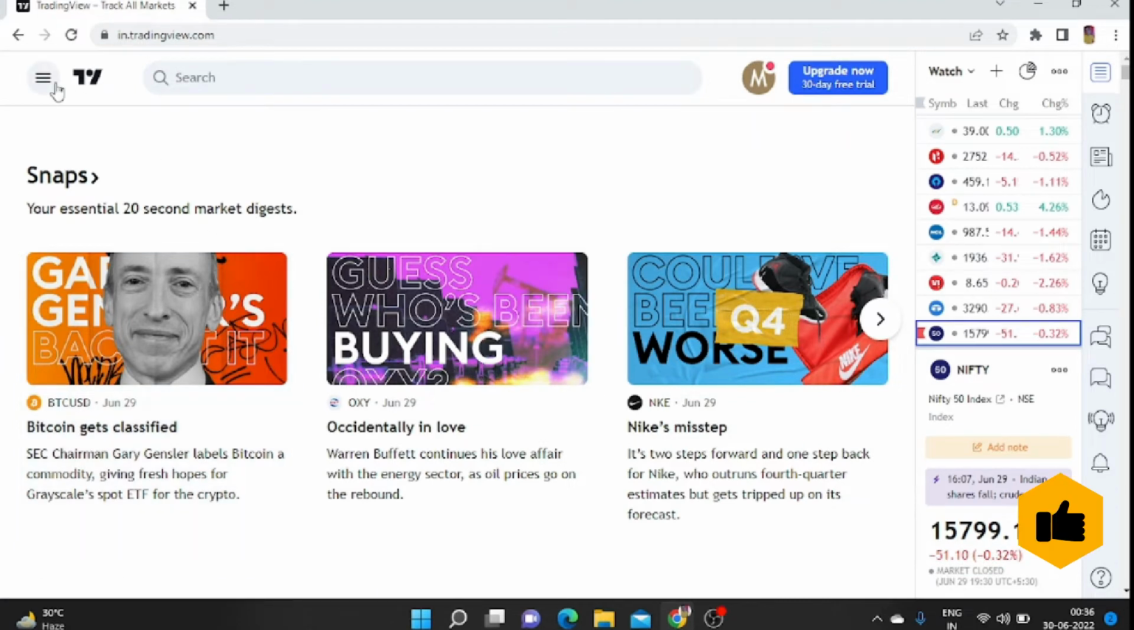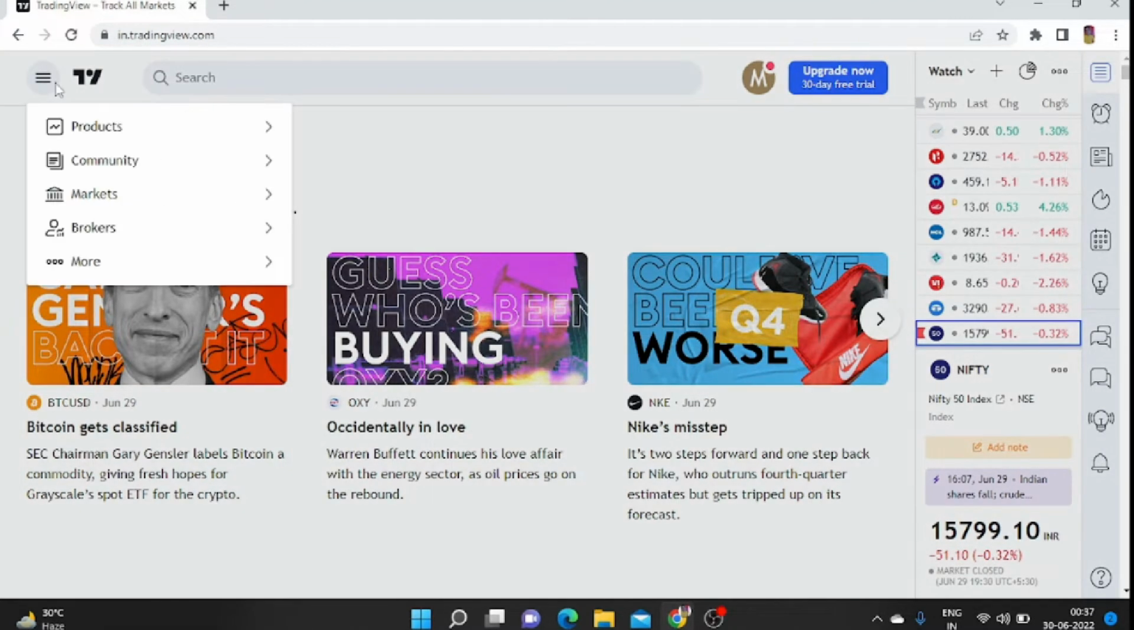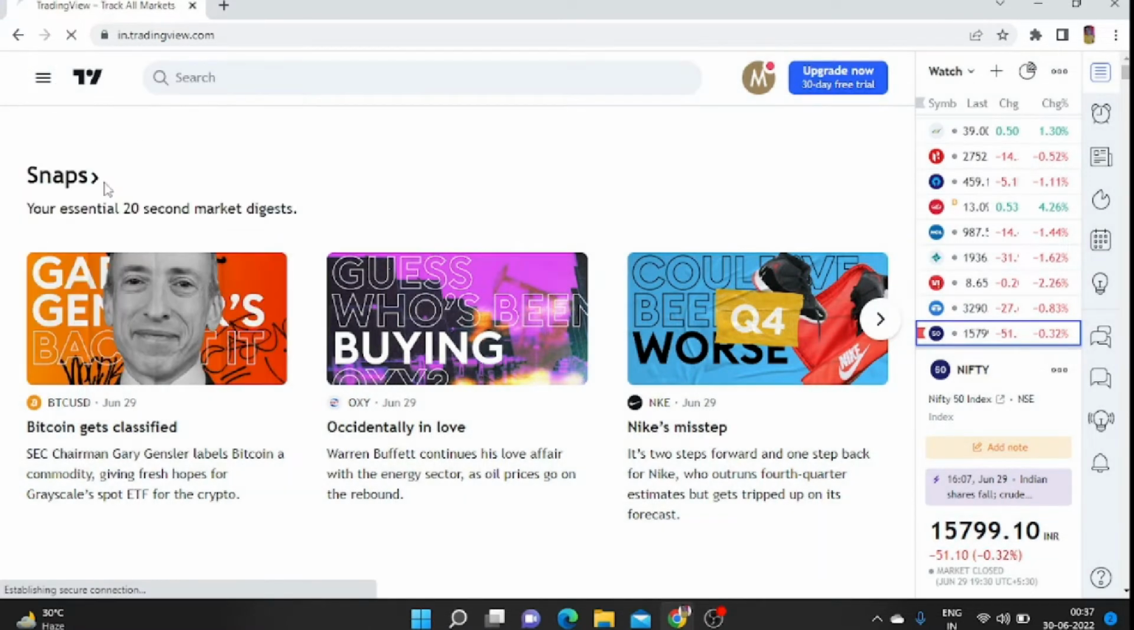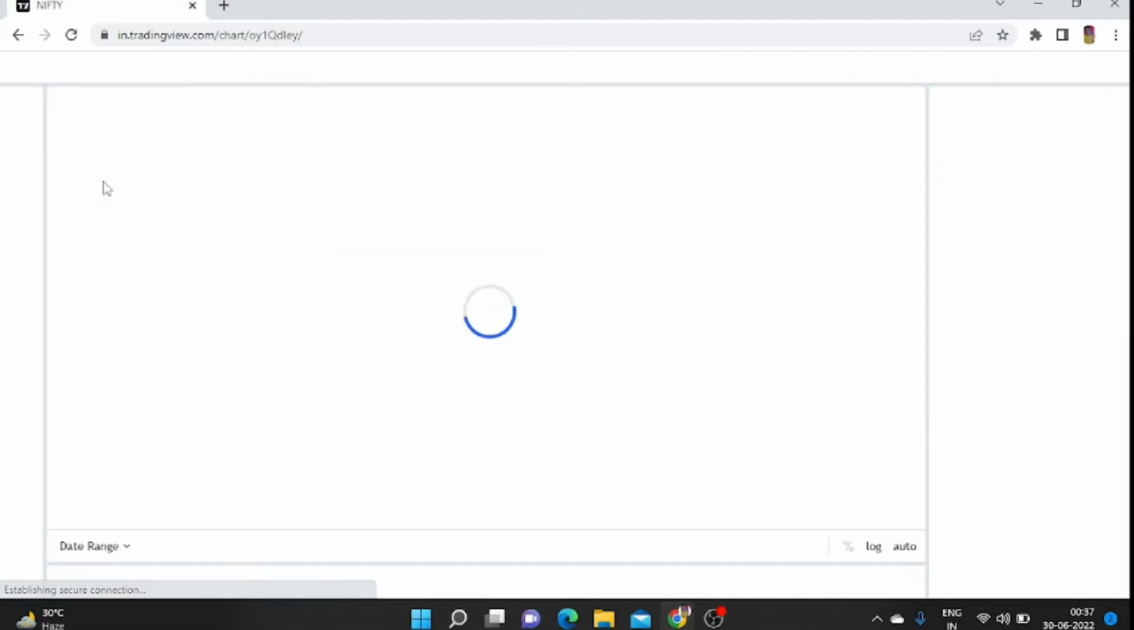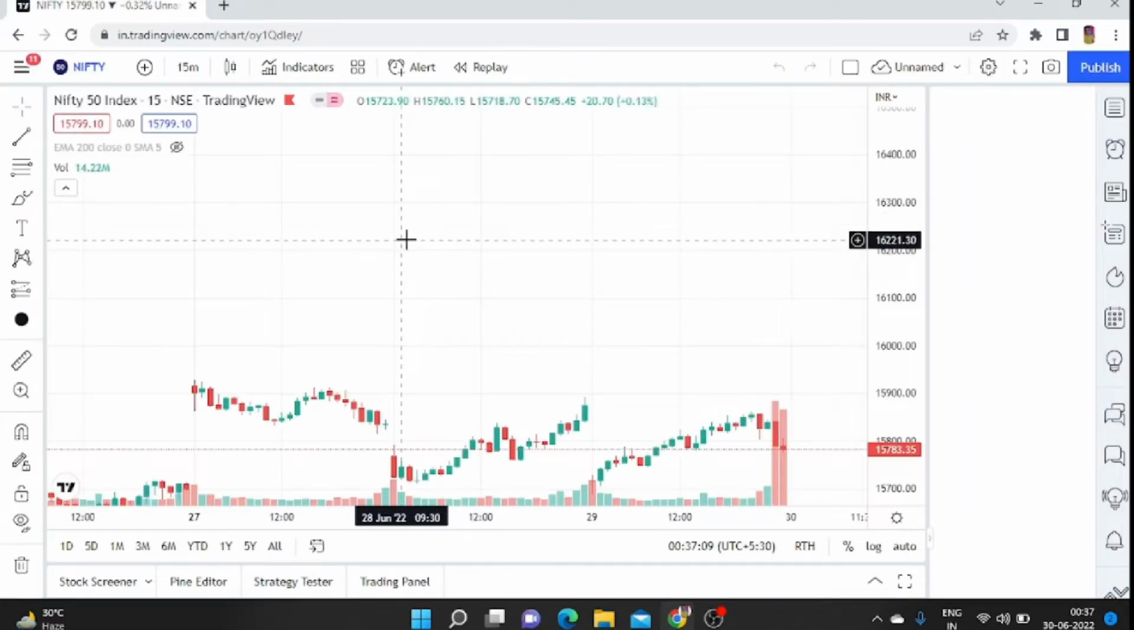Just go to the left hand side and click on the three dots. Click on the three dots, click on products and then charts. As soon as you click on the charts, charts appear.